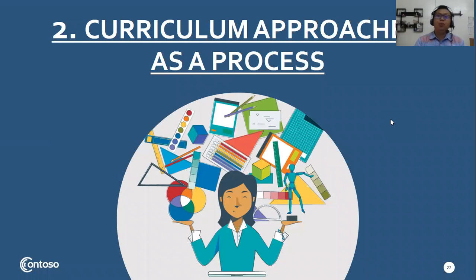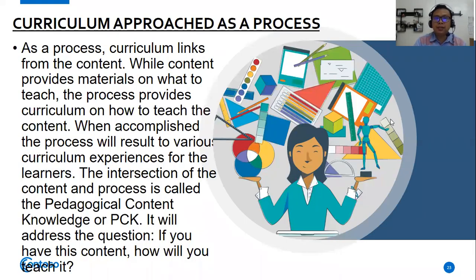Okay? The second way is we approach curriculum as a process. We have the contents, we have the body of knowledge, but how do we deliver this to our students? The content is what to teach. The process is how to teach. As a process, curriculum links from the content. While content provides materials on what to teach, the process provides curriculum on how to teach the content.